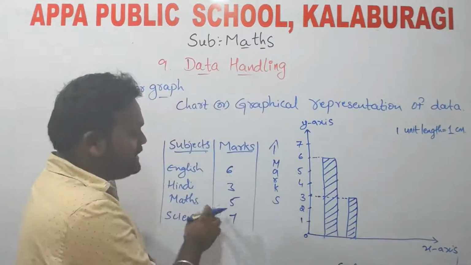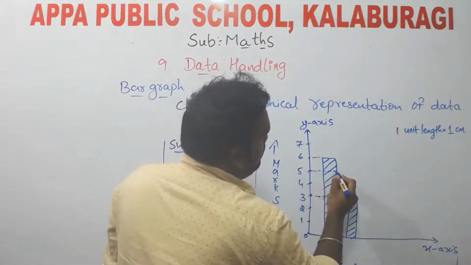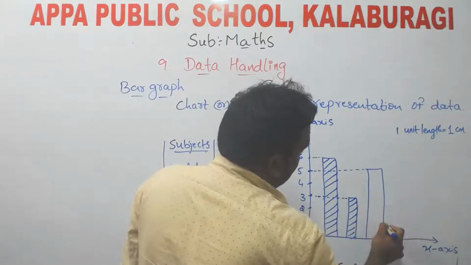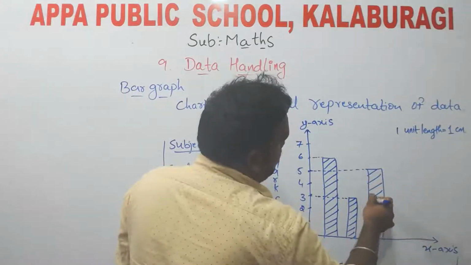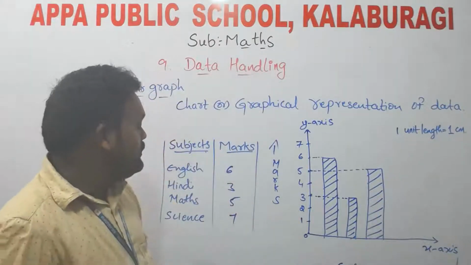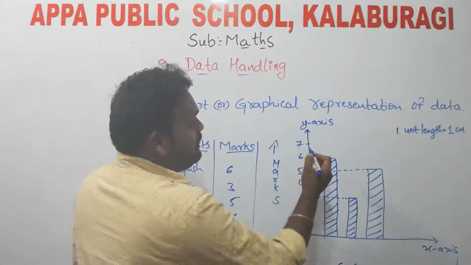Next is maths. How much? 5. Yes. Where is 5? Here is the 5. Mark it. Yes, this is 5 for maths. Next is science. How much? 7. Here is the 7.